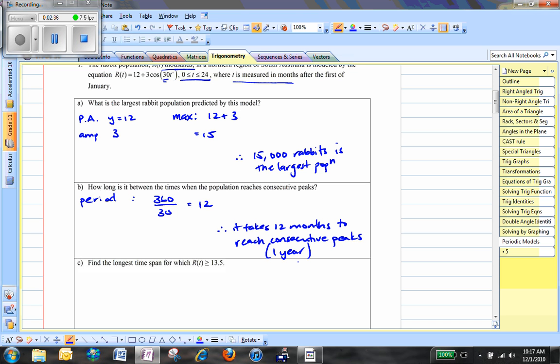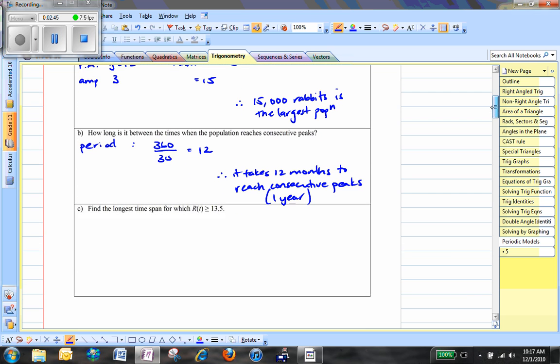Fantastic. Then it says, what is the longest span of time for which r of t is greater than or equal to 13.5? What it's asking me is the following. When is the function that I just have at the top of the page, 12 plus 3 cos 30t, greater than or equal to 13.5? Well, I can have a couple of options. One, I can sketch and have a little sketch, or I can use my calculator, and when I use my calculator, I can get a sketch from that.